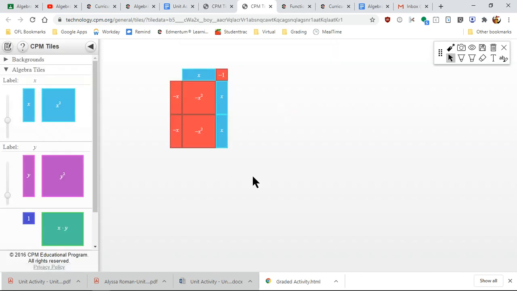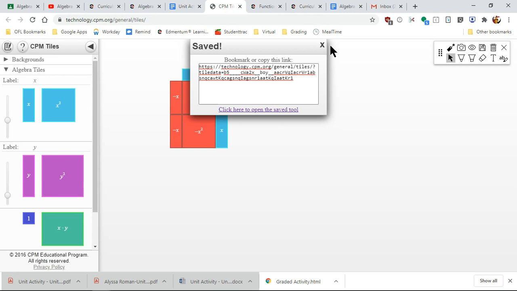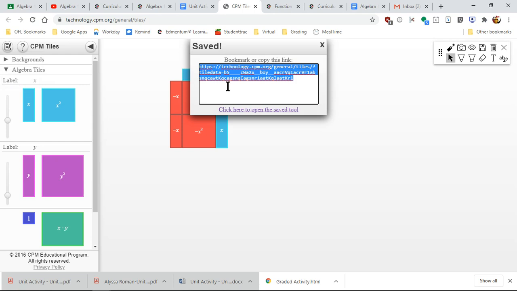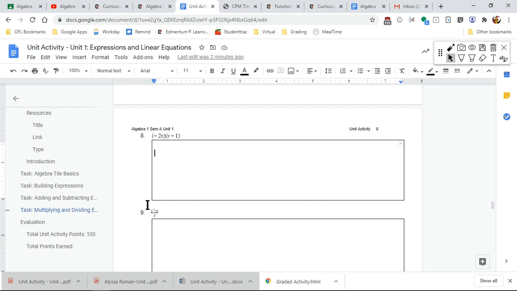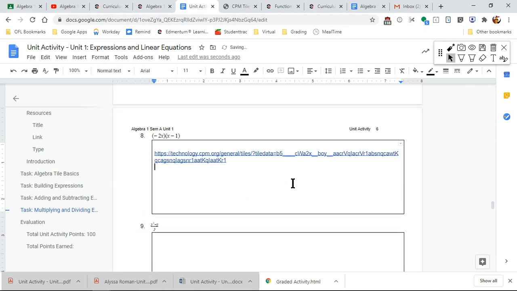Or let's see what happens when I do this. Doesn't do a whole lot. It just takes you to the same thing you did. So you can paste your link in there if you want to do that. Click Save Tool, Control C, go in here, Control V. I can paste it in later if I want.